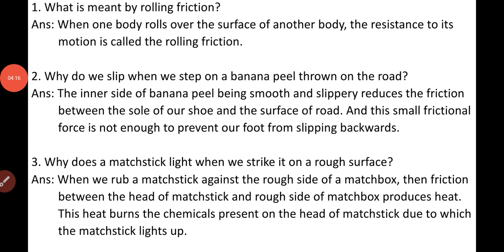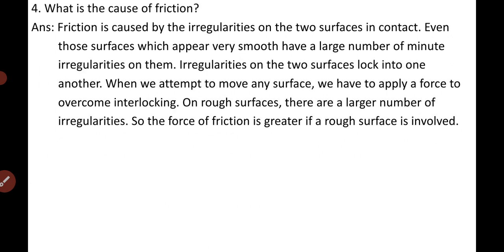So if there were no friction, the matchstick would not have lit up. And when we rub the matchstick on a smooth surface, say on glass, enough friction is not provided, so sufficient heat is not produced and the matchstick will not light up on a smooth surface, but on a rough surface it will light up. Clear? So this is the answer of question number 3. Let's move to the next question. Question number 4.